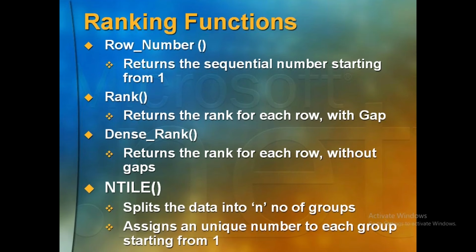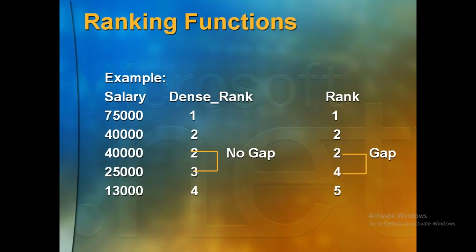The serial number they are able to get with the help of row number only. So we have rank always with gap, dense rank without gap. NTILE is going to split the data, it groups the data, and for each and every group, you will get a unique number starting with 1. Am I clear?